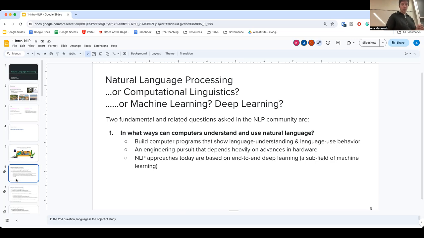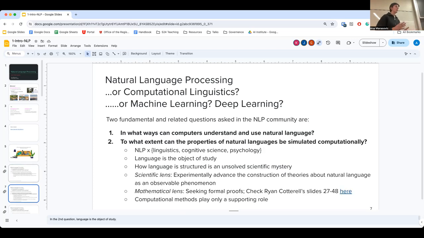and help us make decisions. Another question that's different from the first one is, to what extent can the properties of natural language be simulated computationally? And this is where the field of NLP intersects with the fields of linguistics, psychology, and cognitive science. Unlike in the first question, when we ask this question, the language is the object of study, and computational methods only support our pursuit in understanding language.